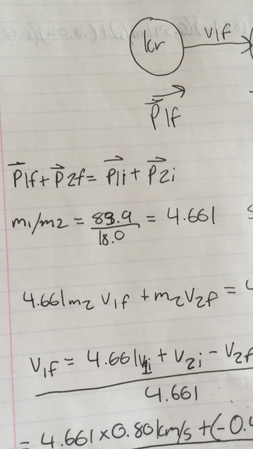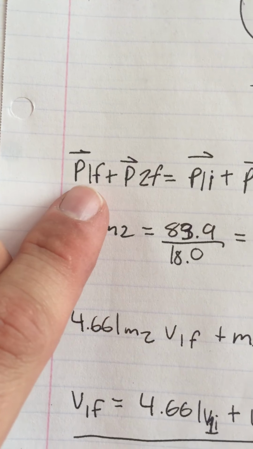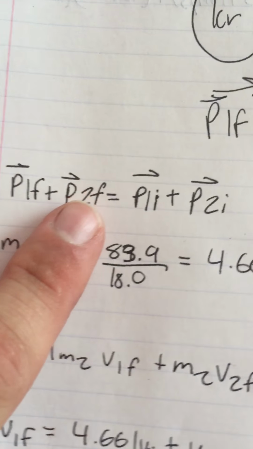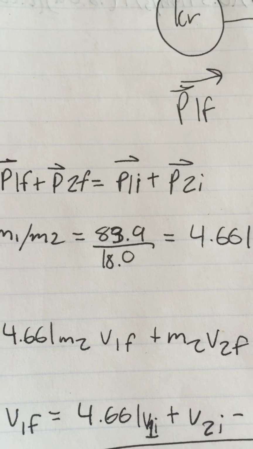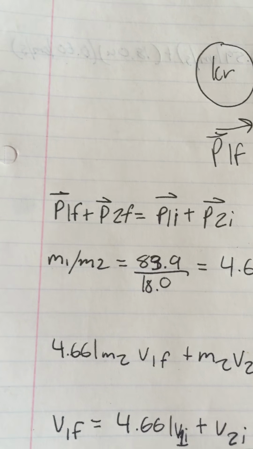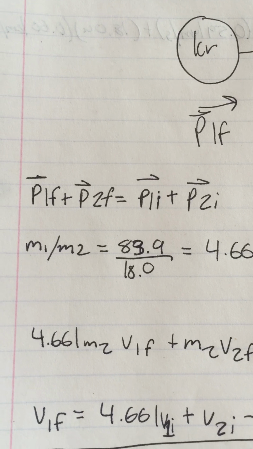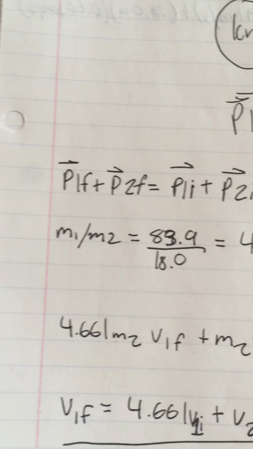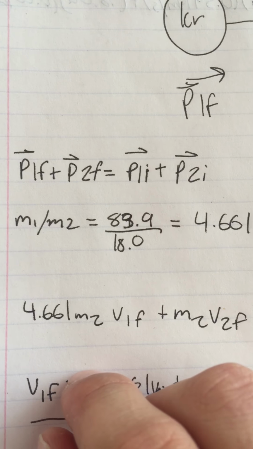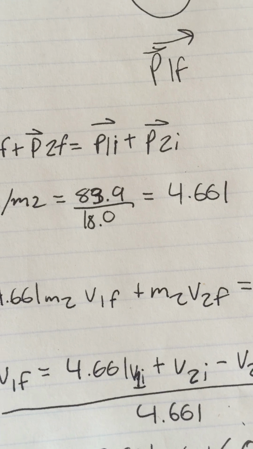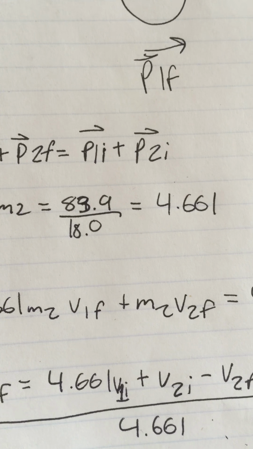So the first thing we start with is this formula right here. It's P1 final plus P2 final equals P1 initial plus P2 initial, and now we can substitute mv for each momentum, and it is easiest to work in terms of components. So then we get this formula: M1 V1 final plus M2 V2 final equals M1 V1 initial plus M2 V2 initial.